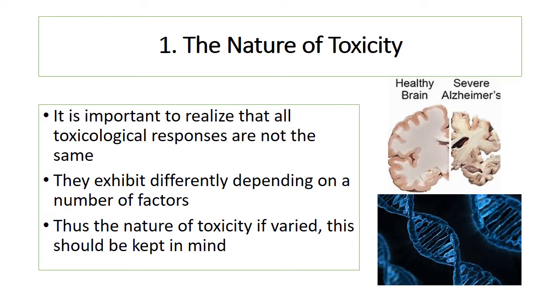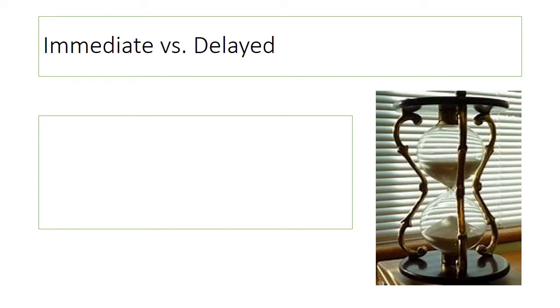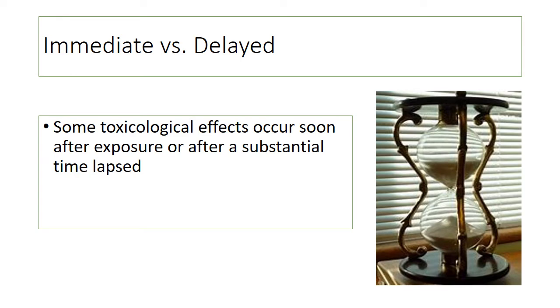Even as you're doing your experimental work, this is something you always want to keep at the back of your mind: what type of toxicological response is this? They exhibit differently depending on a number of factors, some of which we'll talk about. So the nature of toxicity is varied. As we're doing our experiments, we need to always keep this in mind. I shall go through some of the different toxicological responses that occur with compounds. Some responses can be immediate and some delayed.